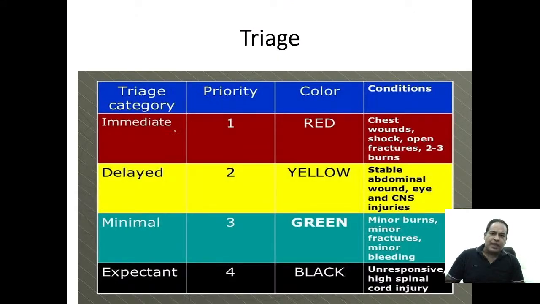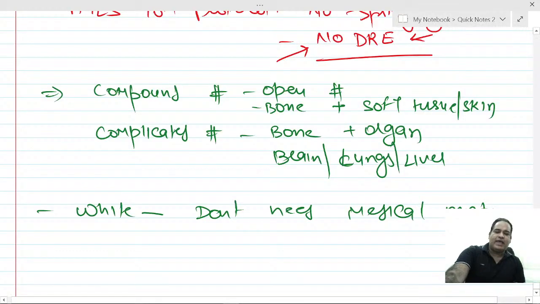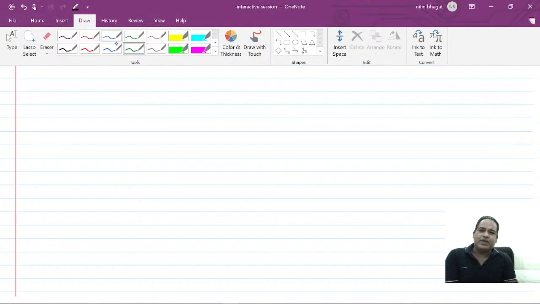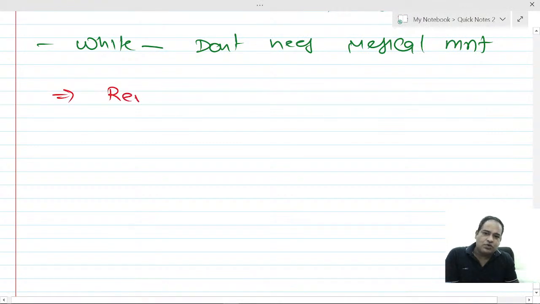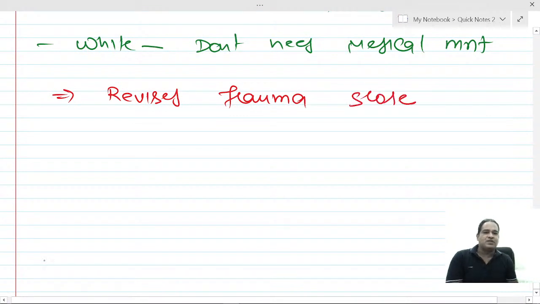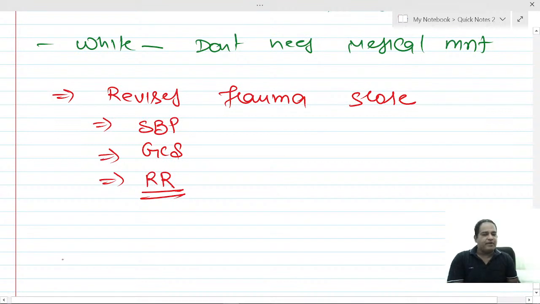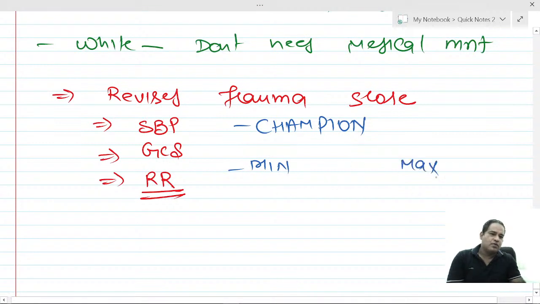Fine. Okay. How else can you do the staging? We can also do the staging based on revised trauma score. What all is included in revised trauma score? Systolic blood pressure, Glasgow coma scale, respiratory rate. Fine. So revised trauma score was given by Champion. Minimum score, maximum score.